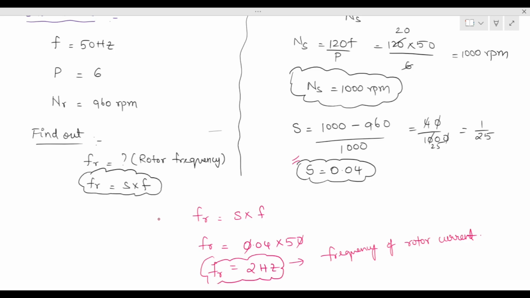This is the procedure to find the value of the rotor frequency. The rotor frequency is 2 Hz. I think you understood the concept clearly. So going to the next problem.